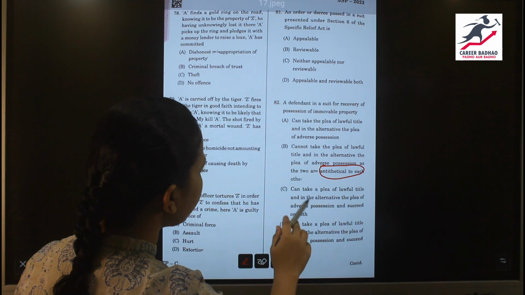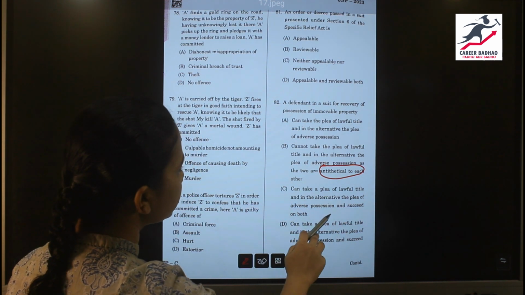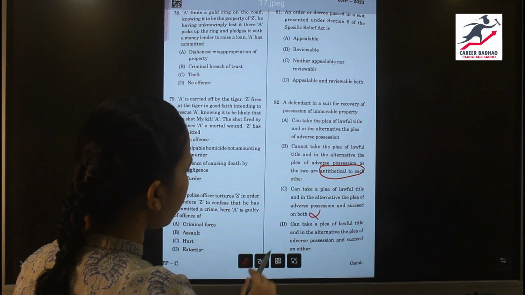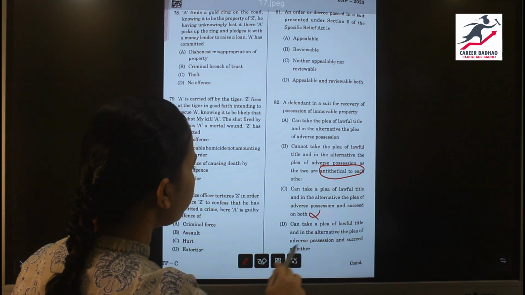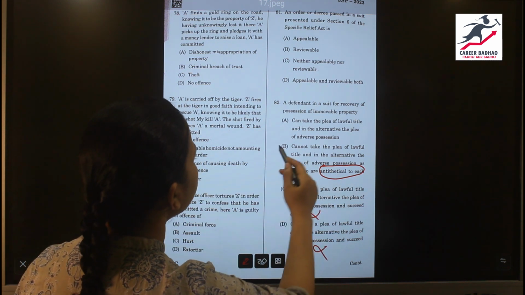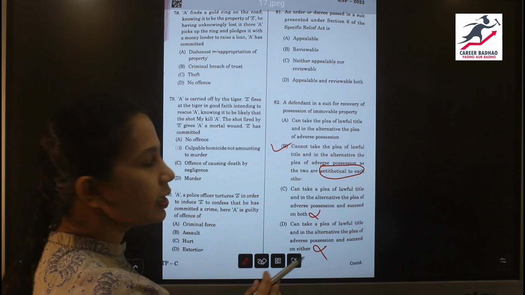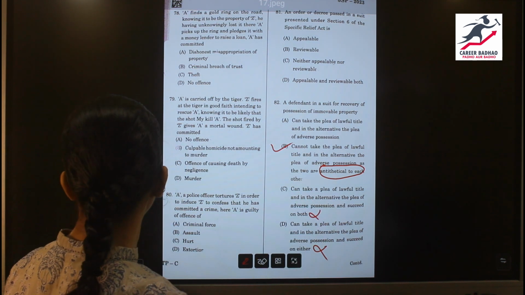Option number C, can take a plea of lawful title and in the alternative the plea of adverse possession and succeed on both? No. How can one succeed on both the things? Option number D, can take a plea of lawful title and in the alternative the plea of adverse possession and succeed on either. This is also not possible. So the correct answer is option number B, cannot take the plea of lawful title and in the alternative the plea of adverse possession, as two are antithetical to each other. Let's move to the next question.